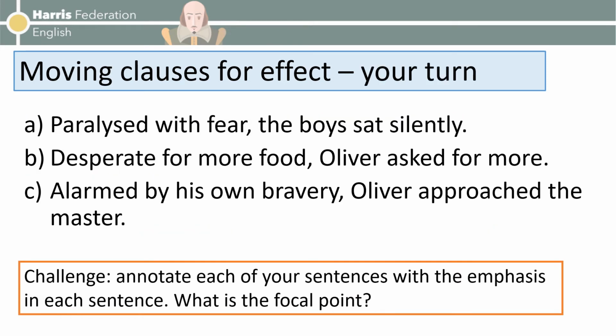Now have a go at moving clauses for effect yourself. Here you've got three sentences. Paralysed with fear, the boys sat silently. Desperate for more food, Oliver asked for more. Alarmed by his own bravery, Oliver approached the master. Each of these can be written three different ways, with the subordinate clause at the beginning, middle and end of the sentence. Try writing them out in all the ways that they could be. There's a challenge task for you also.